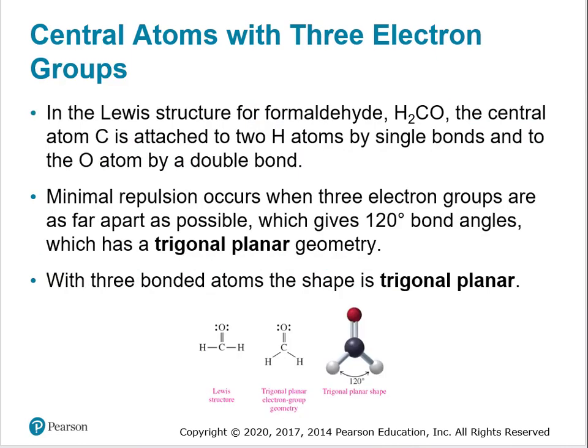In the Lewis structure for formaldehyde, H2CO, the central atom is carbon, and it is attached to 2 hydrogen atoms by single bonds and to the oxygen atom by a double bond. Minimal repulsion occurs when 3 electron groups are as far apart as possible, which gives us 120 degree bond angles. This is called trigonal planar geometry. With 3 bonded atoms, the shape is trigonal planar.